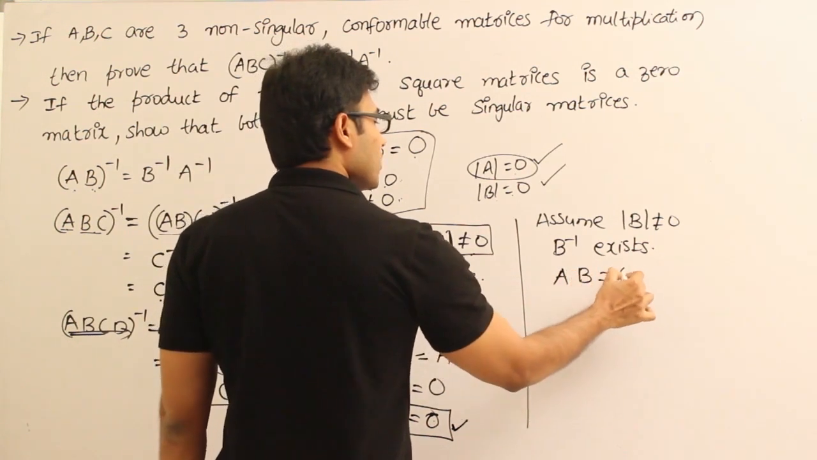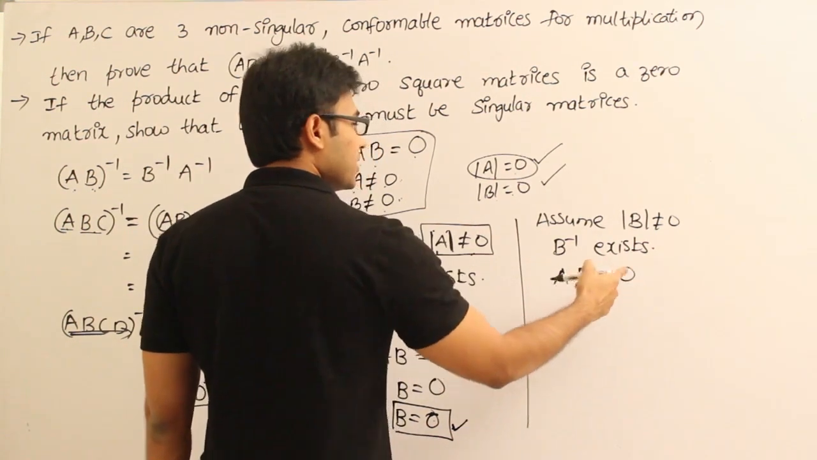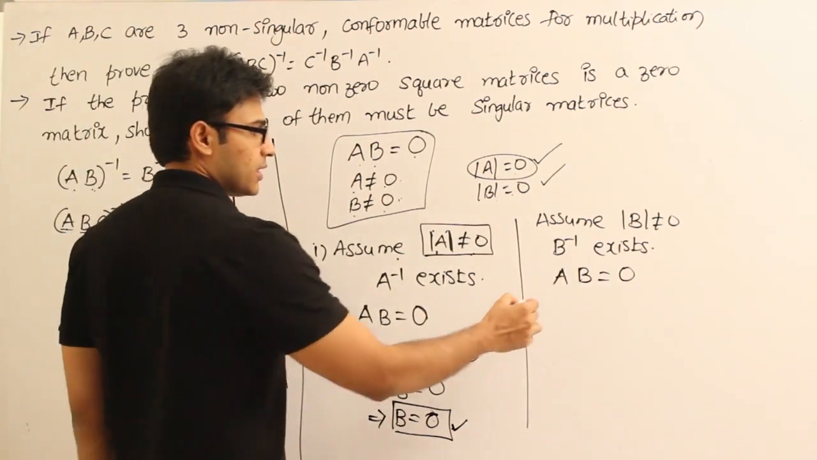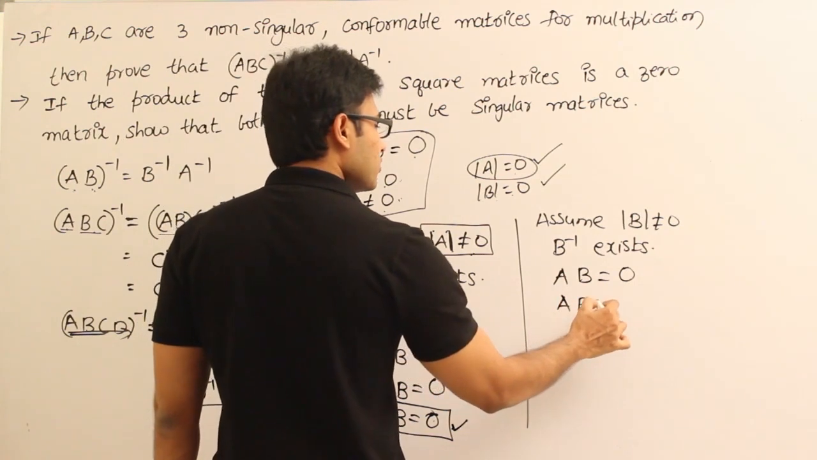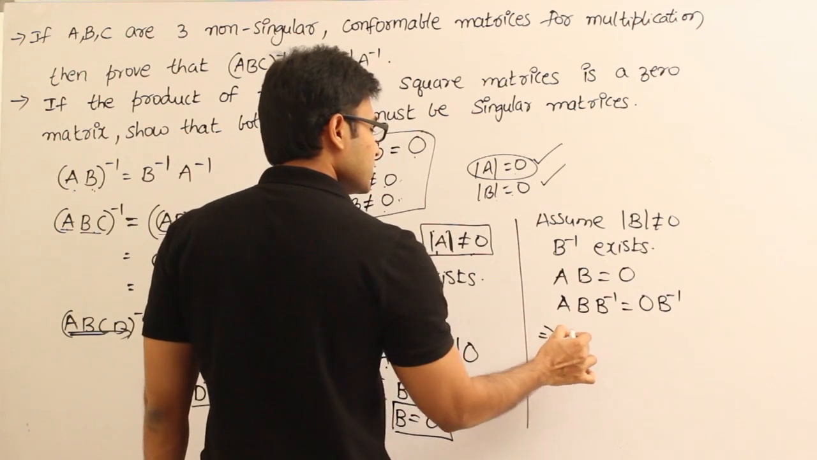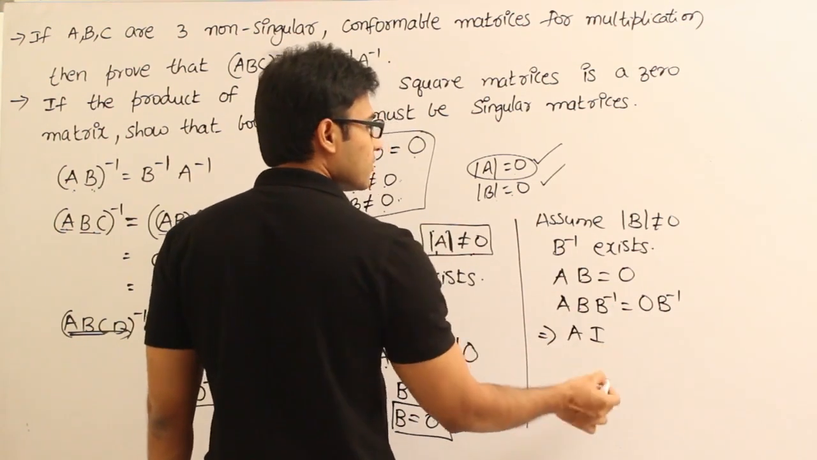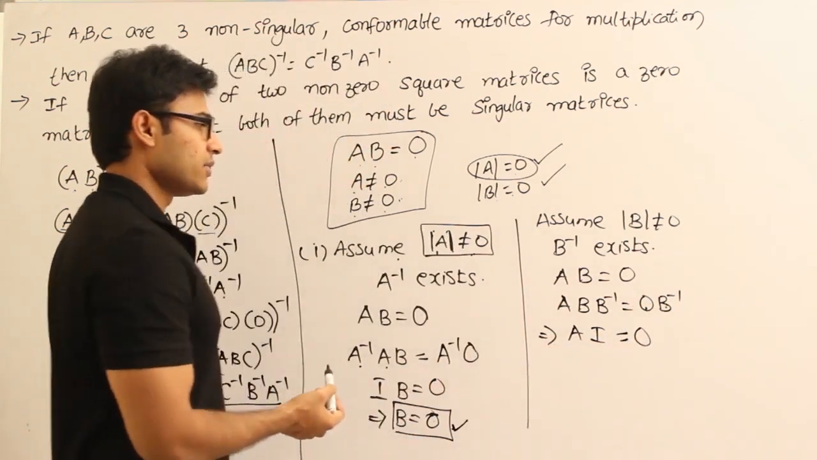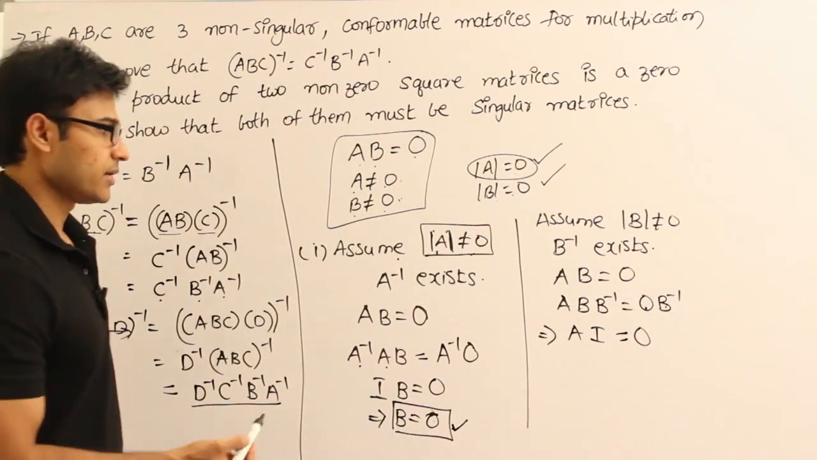Now since B inverse exists, what we can do is, A into B equal to null. We already have this. Multiply both sides with B inverse from the right hand side. That is called post multiplication. Now A into B inverse equal to 0 into B inverse. That implies A into I, B into B inverse is I, equal to 0. When a null matrix is multiplied with any matrix, you are going to get a null matrix, right?